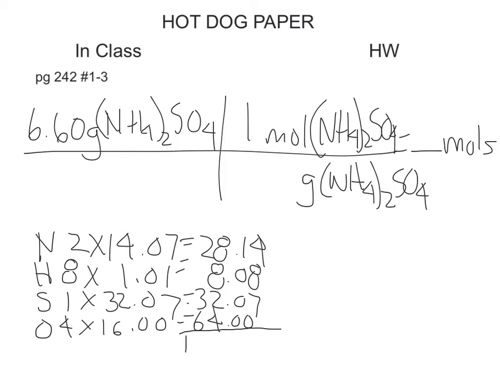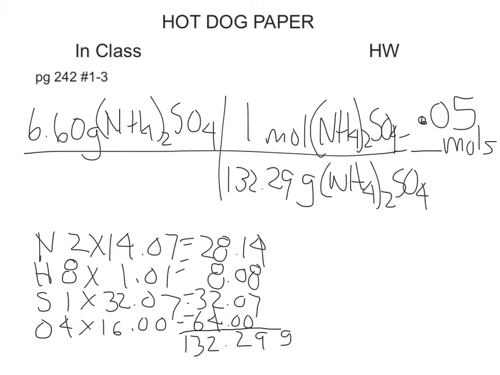So this comes out to be 132.29, and that's grams. So that's the number that I need to plug in up here. So I put in 132.29 grams. And now it becomes a division problem. So we have 6.6 divided by 132.29, and I get 0.05. So this answer is 0.05.